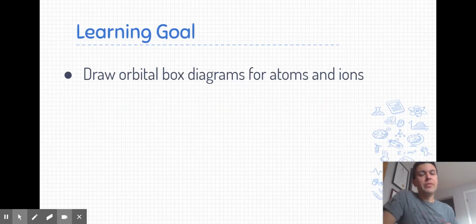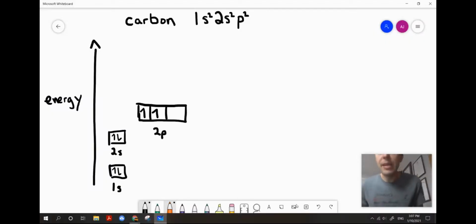Our learning goal for this video is simple. We're going to learn how to draw orbital box diagrams for atoms and ions. And we are going to switch right over to the whiteboard and we'll go through two examples to illustrate how this is done. For our first example, we are going to look at carbon. So this in front of us is an orbital box diagram for carbon.